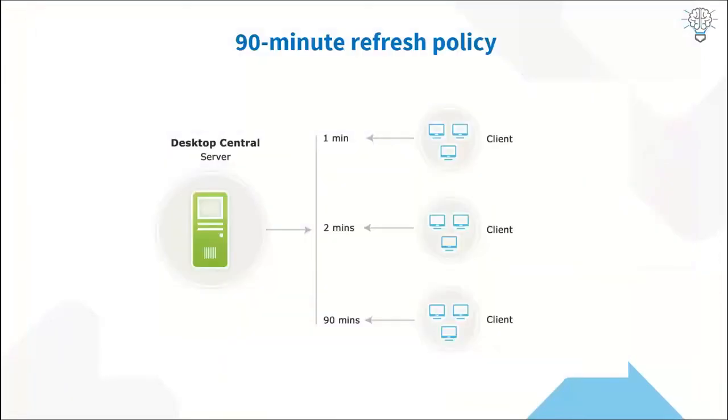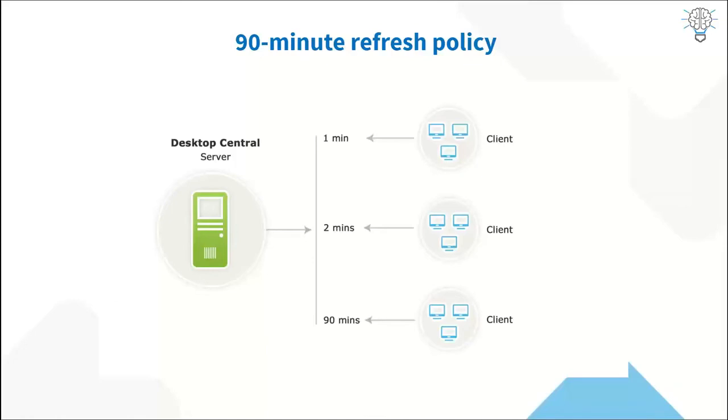Desktop Central is scalable to manage even large networks. This is because of the 90 minutes refresh policy. Let me explain how this works. Every agent communicates with Desktop Central once in 90 minutes. Whether you have 90 computers, 900 computers, or 9,000 computers, the 90 minutes will be equally divided between all these agents. Each machine will be assigned a specific time to talk to the server.